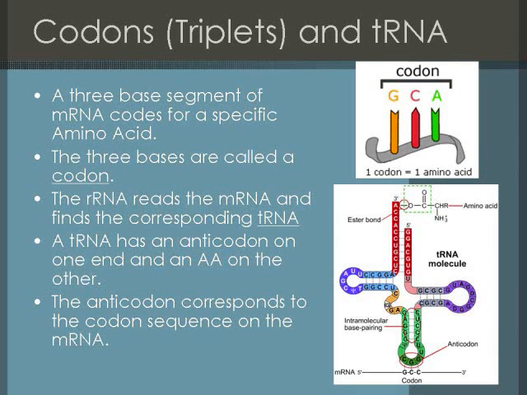RNA codes for amino acids in what's called codons, or triplets. They're called triplets because they are a series of 3 nitrogen bases, and those letters will code for specific amino acids. The 3 bases are called codons. The rRNA reads the mRNA and finds a corresponding tRNA. So the tRNA has what's called an anticodon. It's the opposite set of base pairs that would be on the codon, which is on the mRNA. The anticodon corresponds to the codon sequence on the mRNA, and then we'll find the corresponding amino acid to put in the chain.